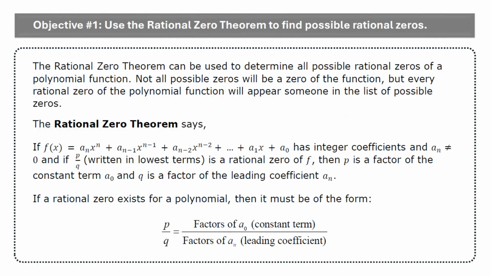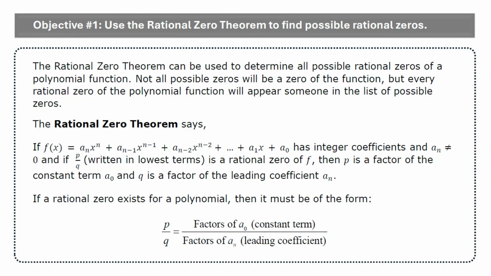Objective 1. Use the rational zero theorem to find possible rational zeros. The rational zero theorem can be used to determine all possible rational zeros of a polynomial function. Not all possible zeros will be a zero of the function, but every rational zero of the polynomial function will appear somewhere in the list of possible zeros.